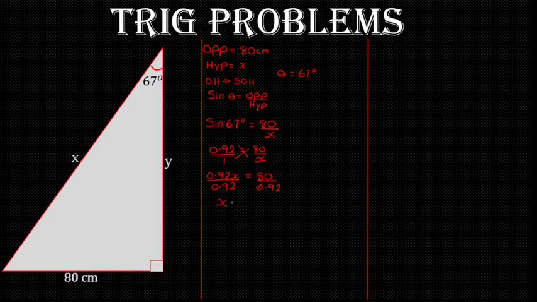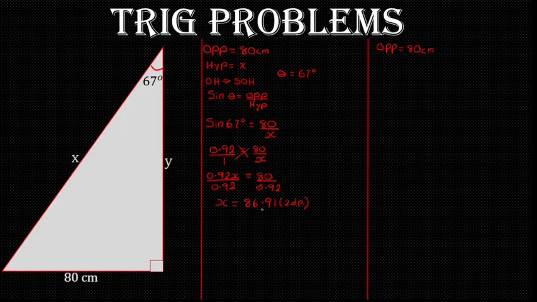86.91, correct to 2 decimal places. All right, so that's for x. For our y, then we'll check again. Our y will be, again, I'll write my opposite is equal to 80 centimeters. Someone might want to ask, why am I not using x, since I've solved for x already?